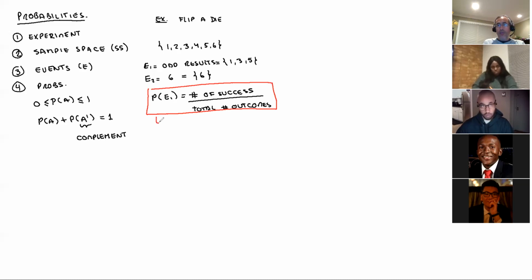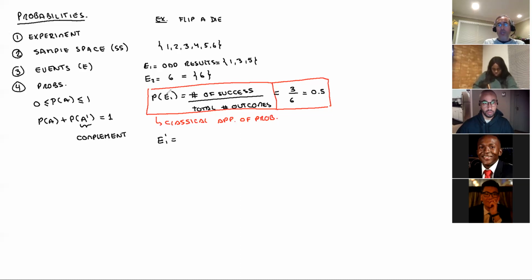This one here is called the classical approach of probabilities. So how do we measure probabilities? It's simply the number of successes divided by total number of outcomes. So in my example, this should be simply equal to 3 divided by 6. So the probability of having an odd number simply equals 0.5.